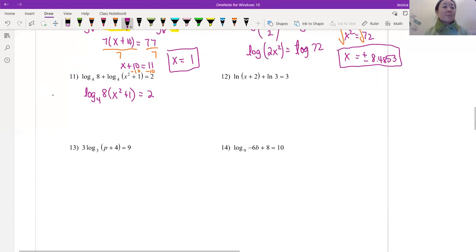So remember, that's going to be 4, and then 8 times x squared plus 1, and then up here is going to be 2. So I'm going to get an exponent, 4 to the 2 power, which is equal to 8 times x squared plus 1. If I simplify all this, 4 squared, 16, is equal to 8x squared plus 8. In this case, I just multiplied it out.